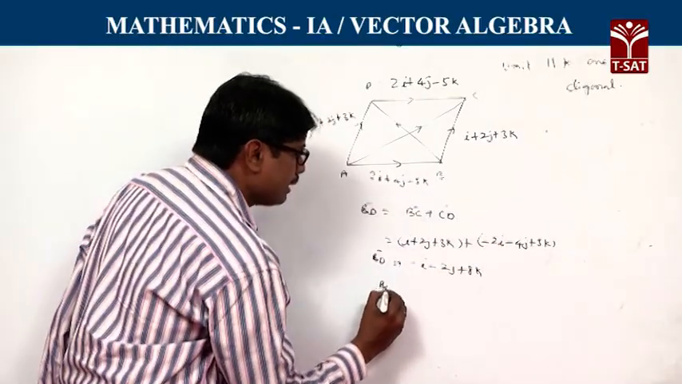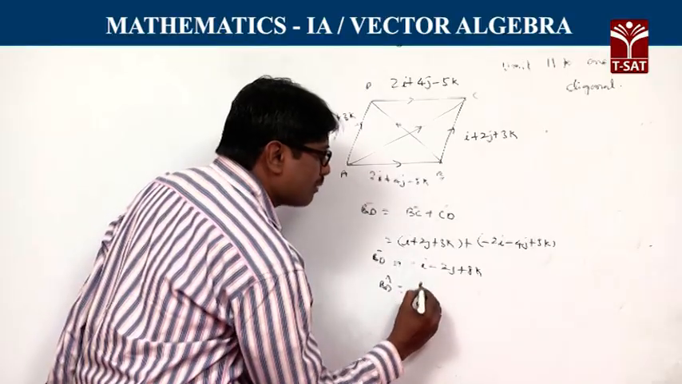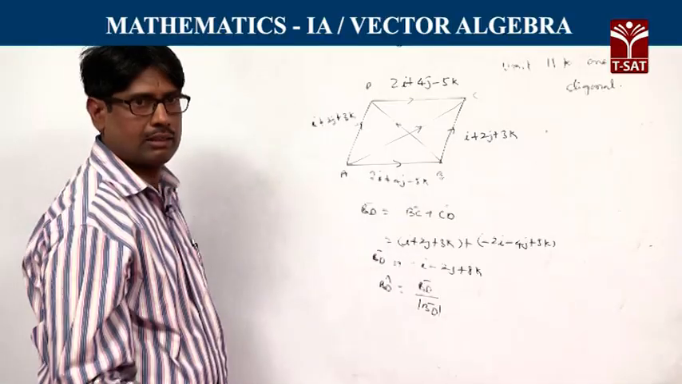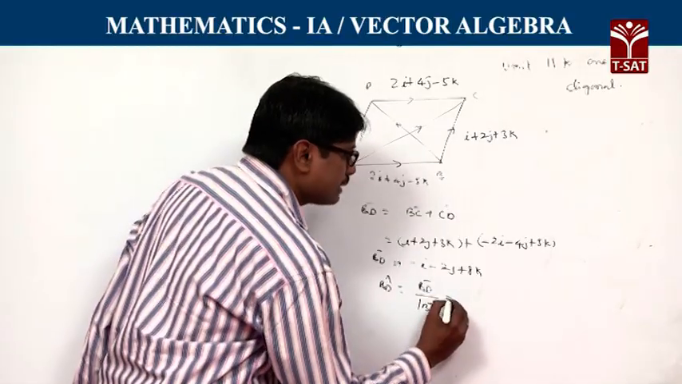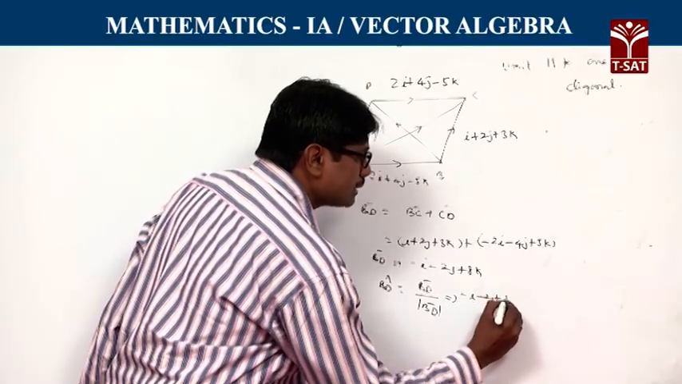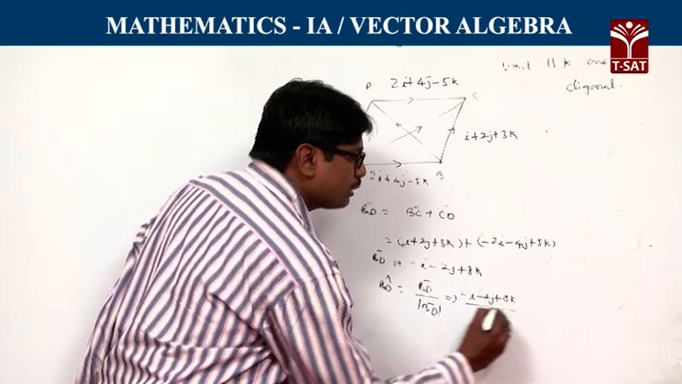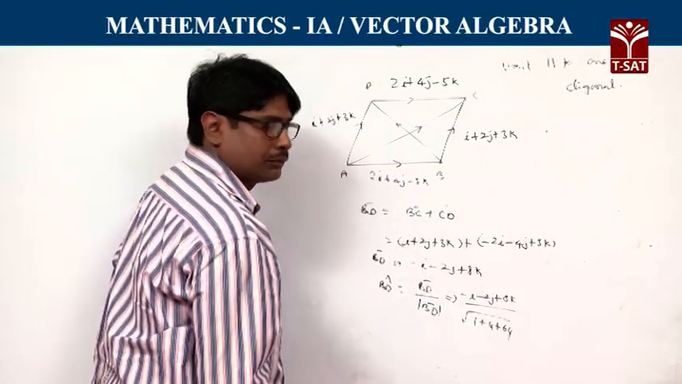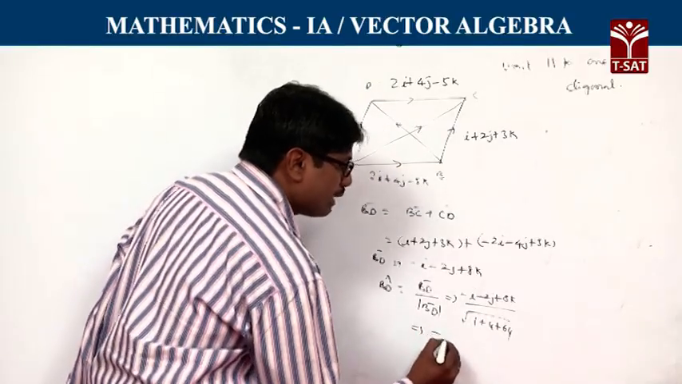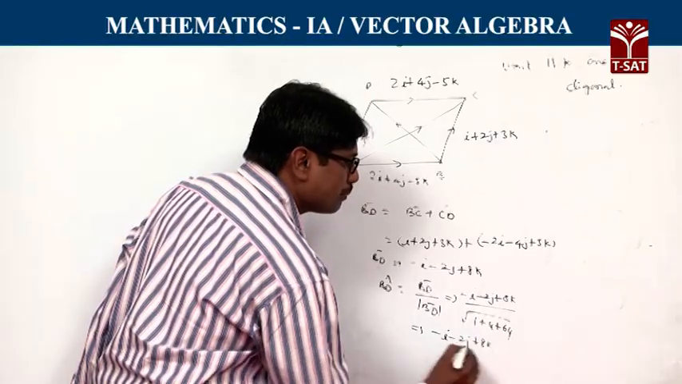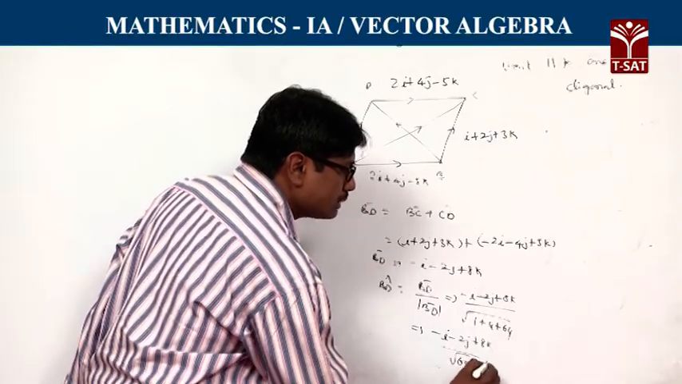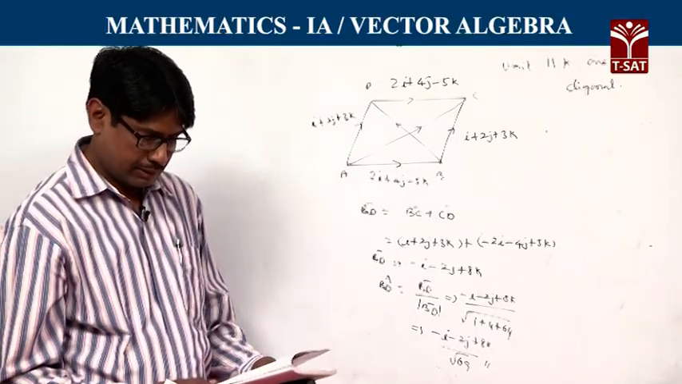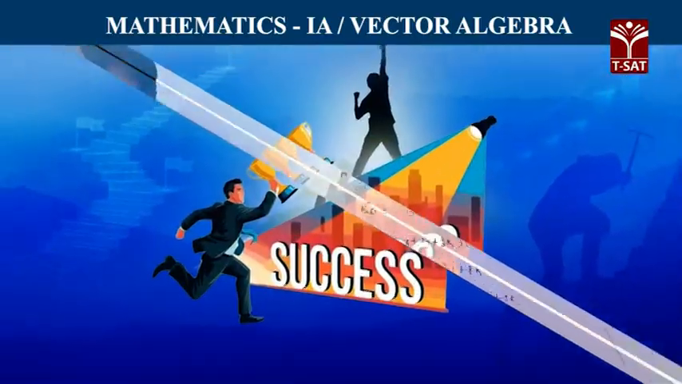So BD cap is equal to the BD bar vector divided by the mod of BD bar, a unit vector along any one of the diagonals, AC bar or BD bar. So it is equal to minus I bar minus 2J bar plus 8K bar, the BD vector, and its magnitude is root over 1 plus 4 plus 64. So the unit vector along BD bar will be minus I bar minus 2J bar plus 8K bar divided by root 69. It is not a perfect square, 68 plus 1 is 69. We calculated the diagonal vector of the first one and the second one.